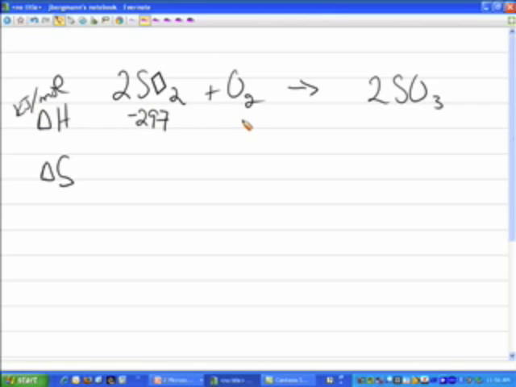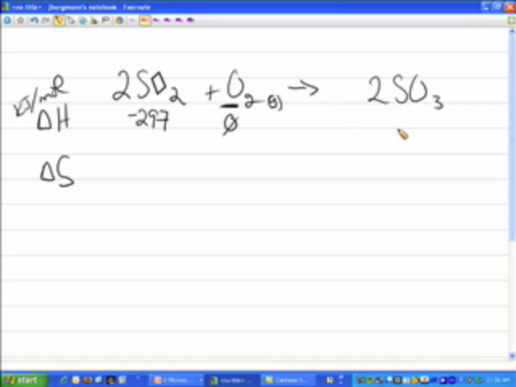What's the oxygen? Well, it is in your book. If you looked it up in your book, you'd find 0, because remember, elements in their standard state, this is a gas, will be 0.